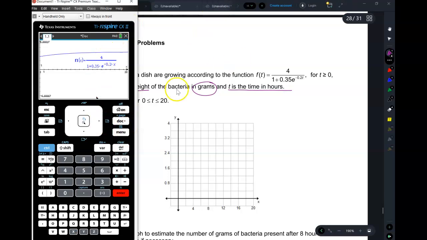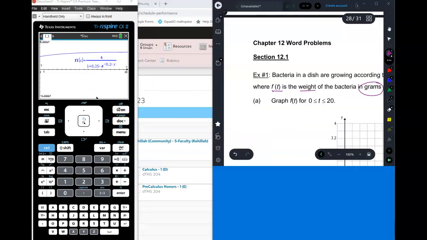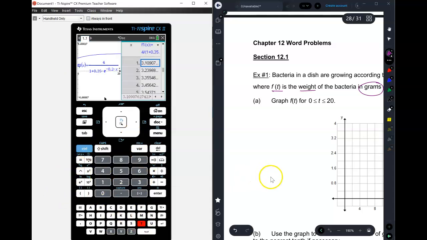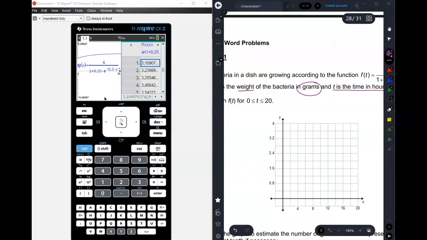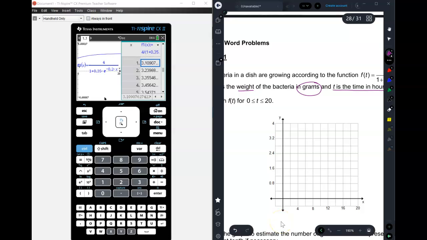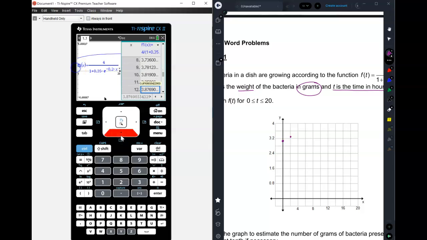One way to do that is to go to the table. Do you guys all know how to go to the table? The quicker way is Control T. You can see here when x equals 1, this is 3.1. When x equals 2, it's 3.2, and so on. Let's go down here. When x equals 12, it's 3.87, and so on.